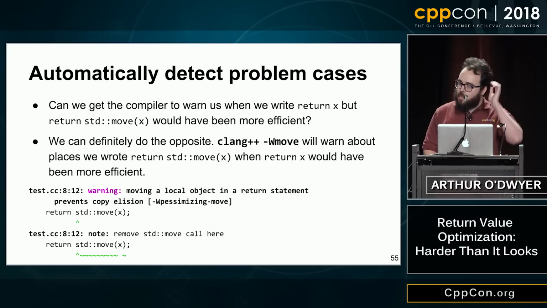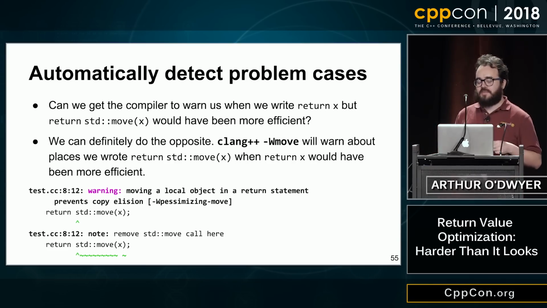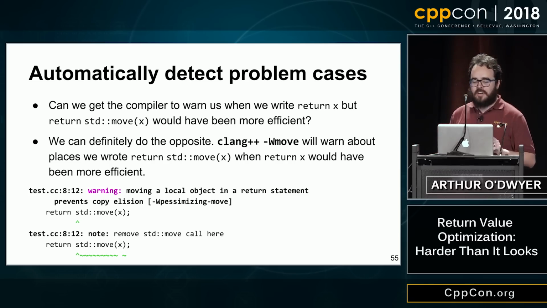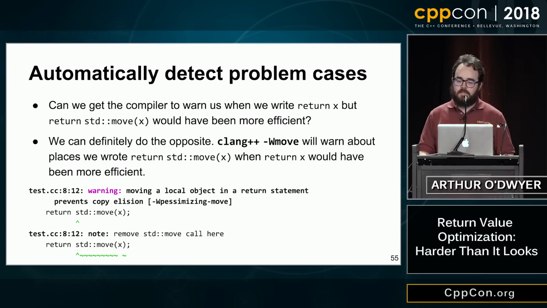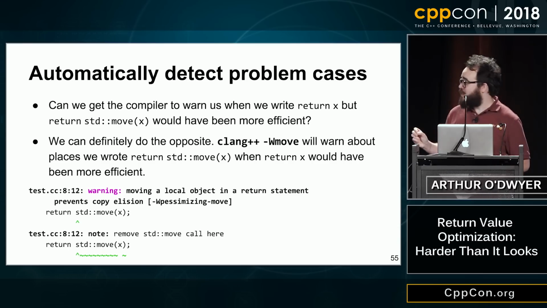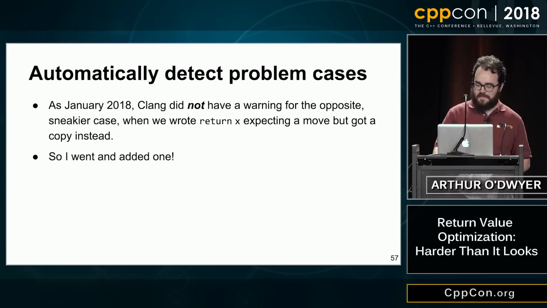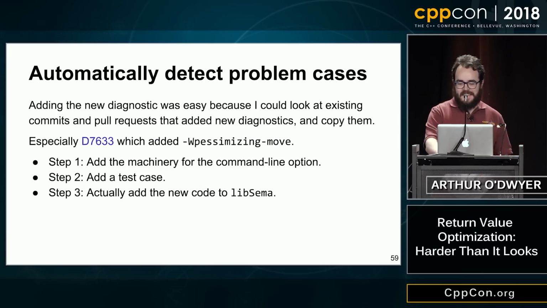So can we get the compiler to warn us when we write return x, returning by name, and that would make a copy, and it would actually be more efficient to say return std::move(x)? We can definitely do the opposite. The opposite has been there forever. But as of the beginning of the year, the reverse was not there. This is a puzzle. Right, so I went and added one.